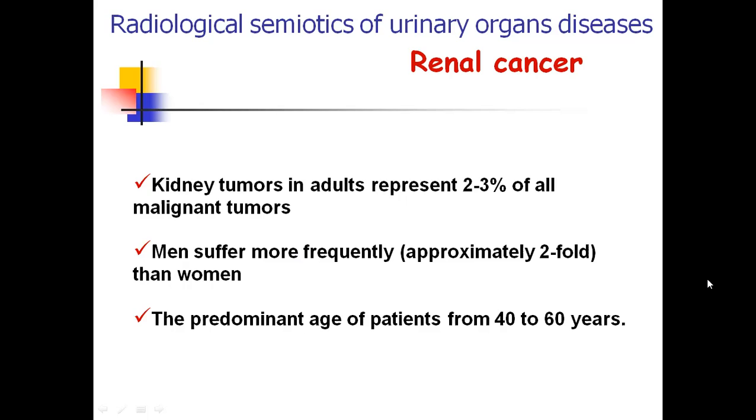Generally, kidney tumors in adults represent not more than 3% of all malignant tumors. So it's not a very frequent pathology. Men suffer more frequently, approximately twofold, than women. And the predominant age of patients ranges from 40 to 60 years.